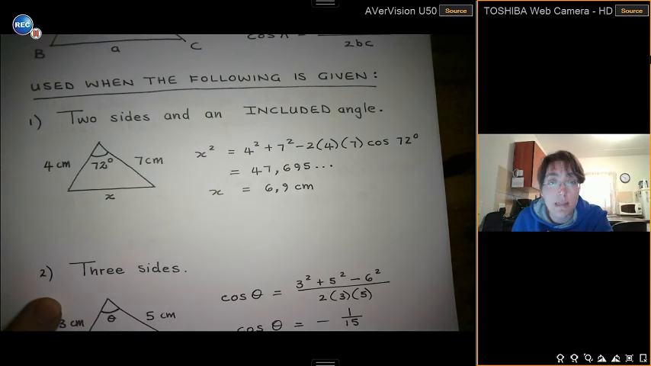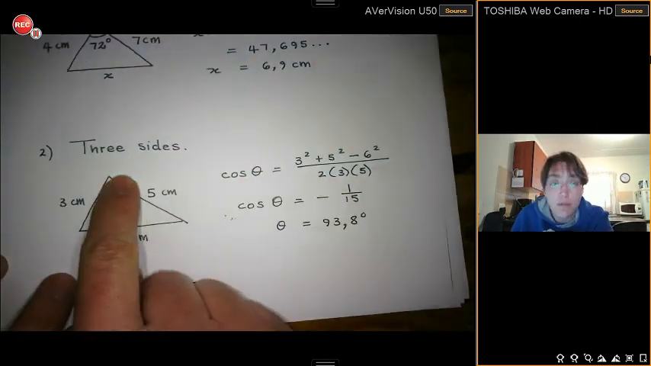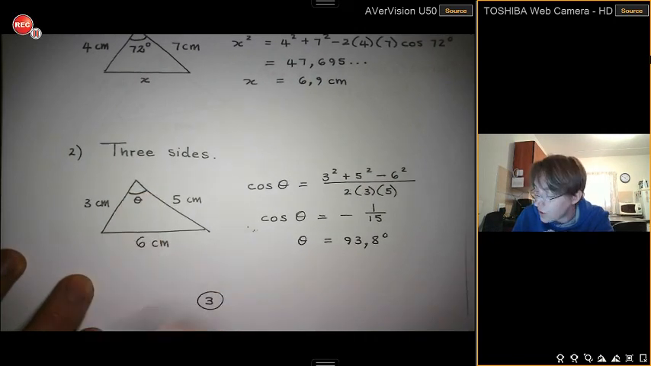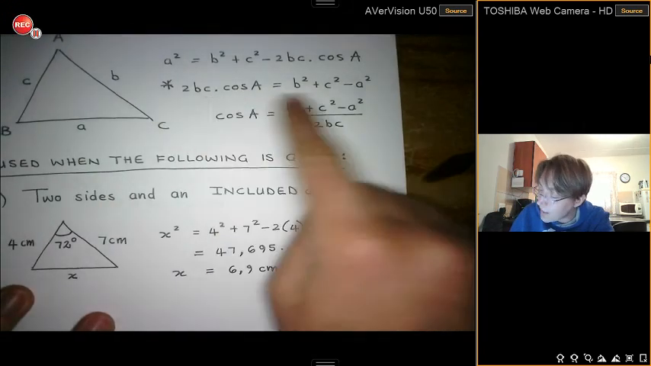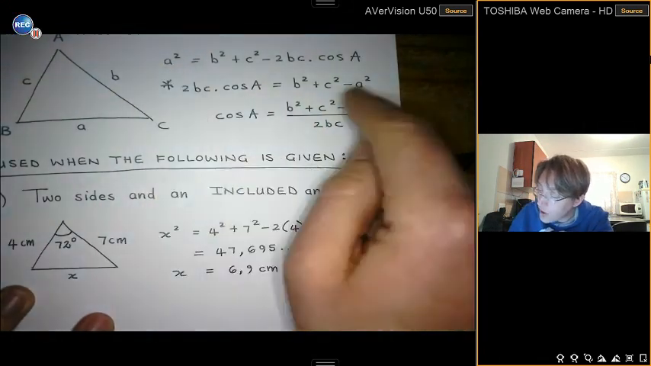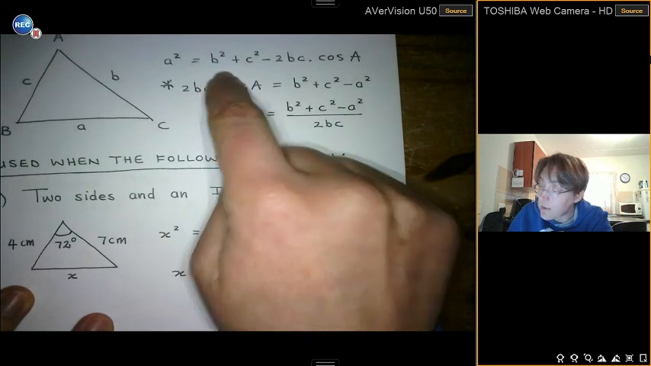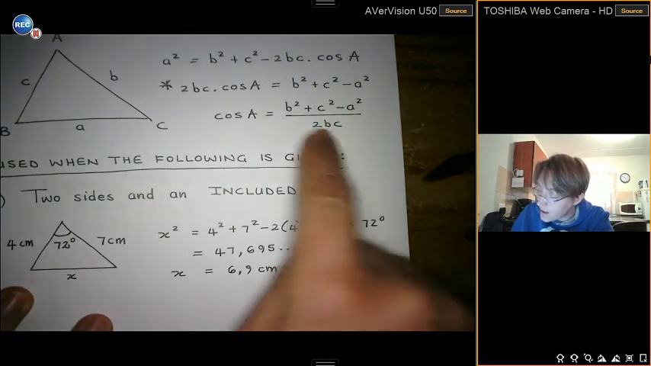Just like in this example given. The cosine rule, however, can be set up for 3 sides. So if you have a triangle and you are given 3 sides, you can actually set it up, and this is something that is not on the formula sheet, but I did show you up here how to set it up. If you say, for instance, 2bc cos A is then equal to b squared plus c squared minus a squared, then you can just divide both sides by 2bc to get this.